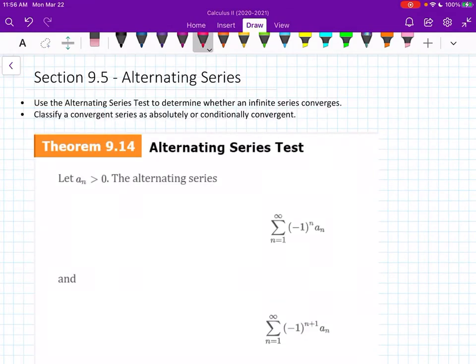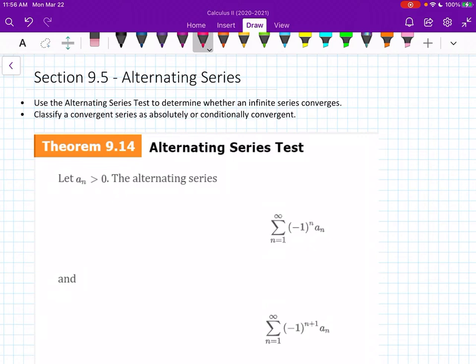Hello, for today's video we're talking about alternating series. So we're going to talk about the alternating series test and also classifying convergent series absolutely or conditionally. We are skipping using the remainder theorem for an alternating series and using that to approximate the sum of the series, as well as what happens when we rearrange the terms. So if you're interested in those topics, you can look those up in your textbook.